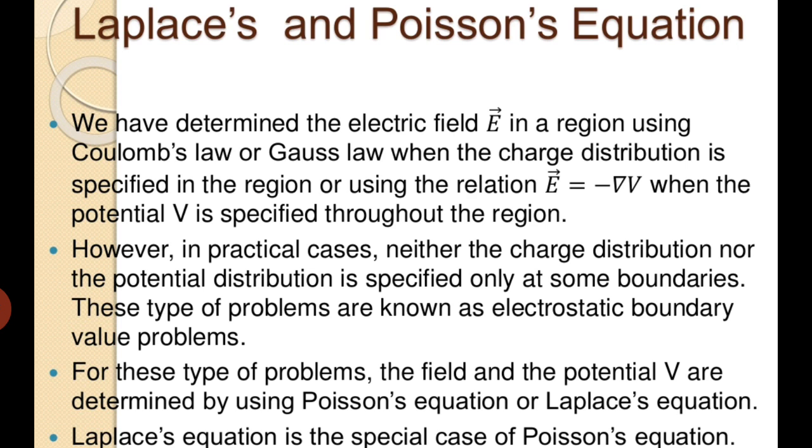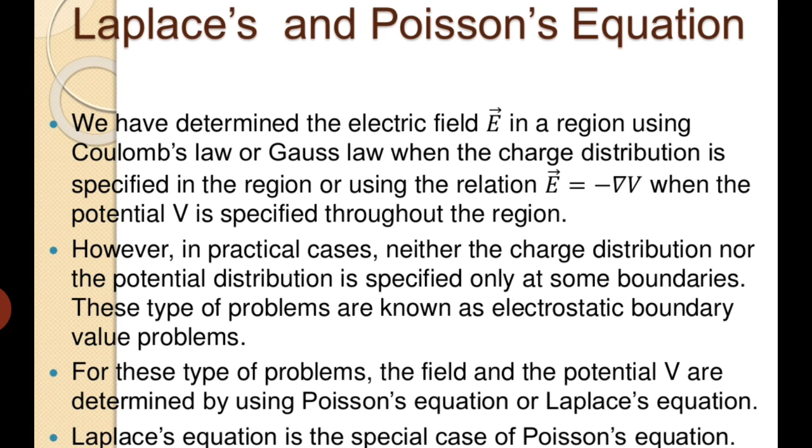Or also you have used the relation E is equal to minus del V. That is one of the ways of finding out the electric field intensity when a potential is specified throughout the region. So this is how we have determined E by using Coulomb's law, Gauss law, or using potential.